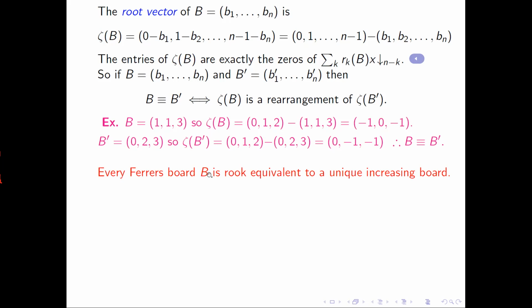So every Ferrers board is Rook equivalent to a unique increasing board. That's the theorem of Foata and Schützenberger.